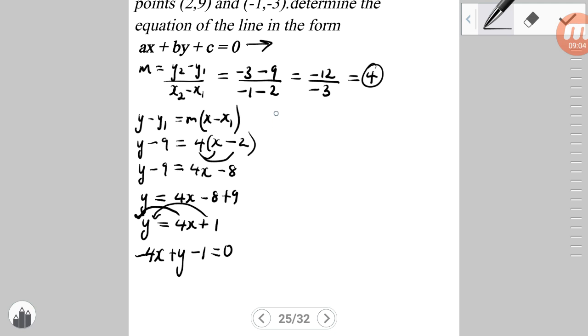Now of course, lots of persons prefer to work out the equation in the form y equals mx plus c. So I'm going to entertain you guys by also doing it this way.